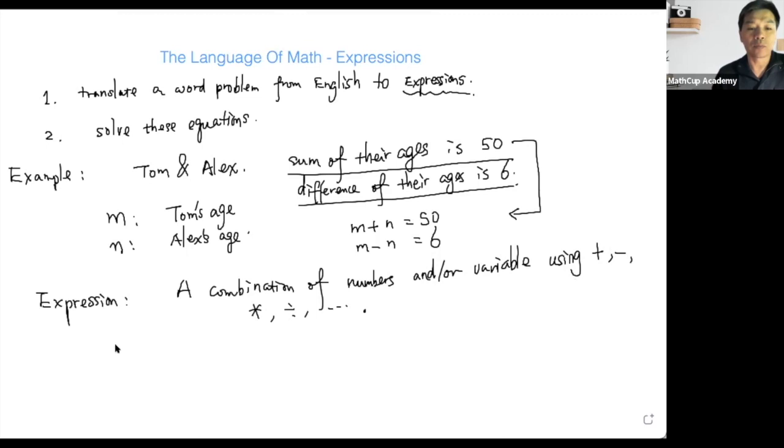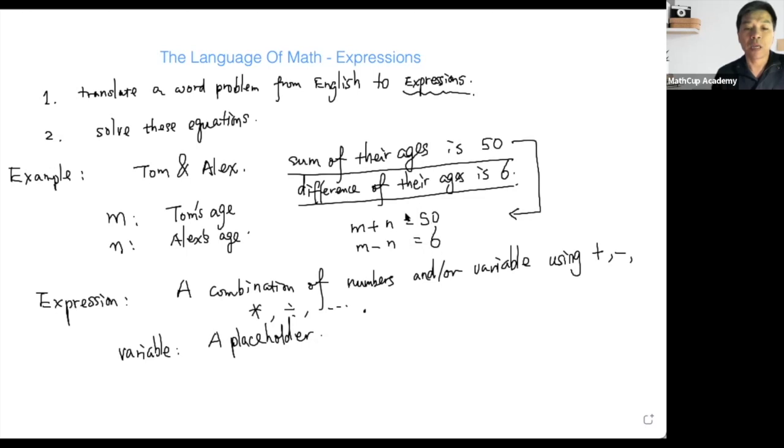Now, what is a variable? I have to say a few words about that. A variable is like a placeholder. For example, in this example, we don't know Tom's age, we don't know Alex's age. Actually, this is what we are trying to figure out, right? So we don't know them, but we can assume they have some value, and we just put M and N as placeholders to represent Tom's age and Alex's age. And the numbers are those constants like 50 and 6.